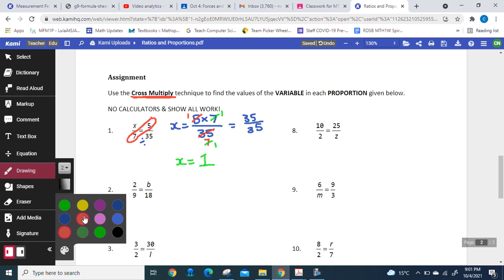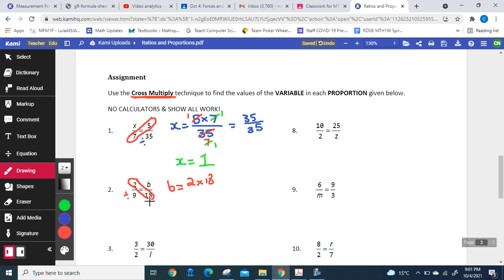Let's look at the next one. Now I've got the letters here. Let's cross multiply the numbers that are diagonal from each other. That gives us b equals 2 times 18. Then we divide by the number that's by itself, diagonal from my letter. And again, you can just multiply out. 2 times 18 gives us 36 divided by 9, and 36 divided by 9 is 4.